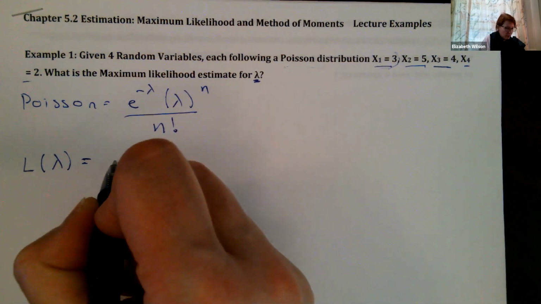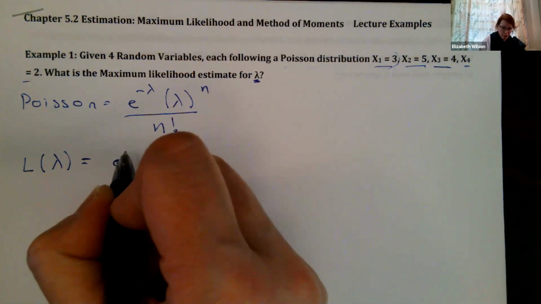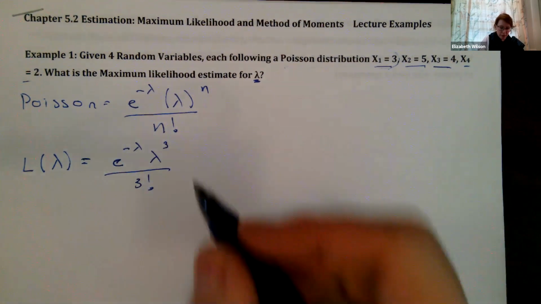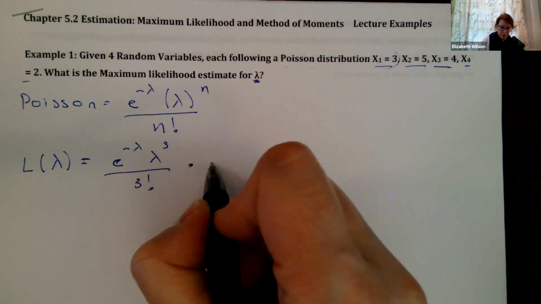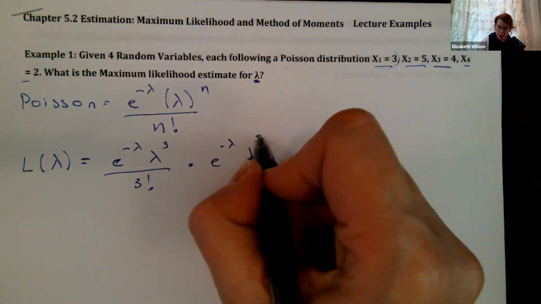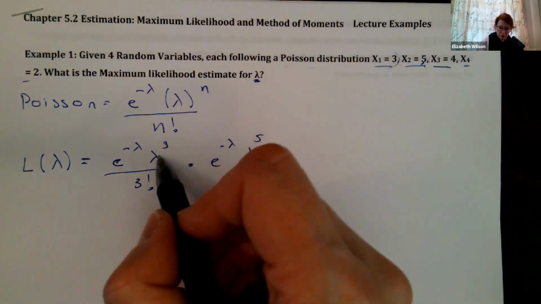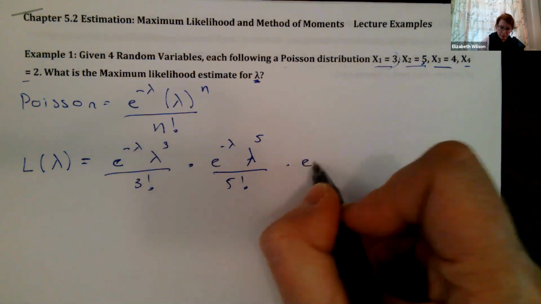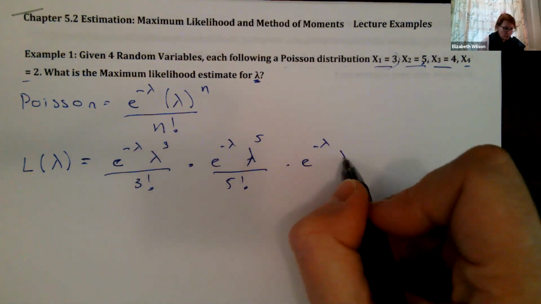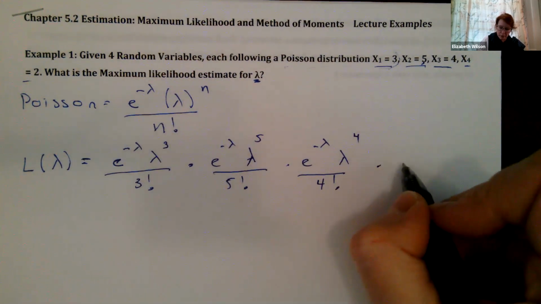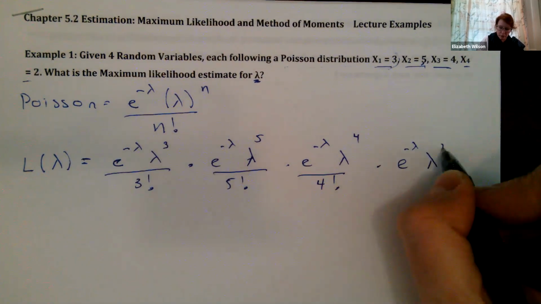So e to the minus lambda, lambda to the 3, all over 3 factorial, times e to the minus lambda, lambda to the 5. See, I'm taking each of these random values. That was 3, that goes in here, all over 5 factorial, times e to the minus lambda, lambda to the 4, all over 4 factorial, times, I'm going to take the last one, e to the minus lambda, lambda to the 2, all over 2 factorial.